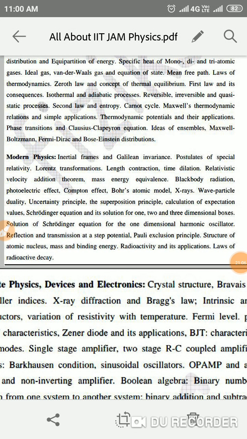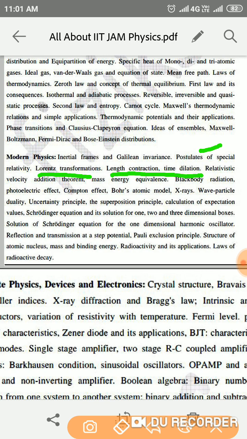Now moving toward the modern physics part. In this part, the first topic that you have to study is relativity. In this you have to study the postulates of relativity, Lorentz transformation, length contraction, and time dilation. Very important questions are asked from this point. In 2018, a lot of questions were asked from relativity, so you can't ignore this topic. This is also a very important topic.